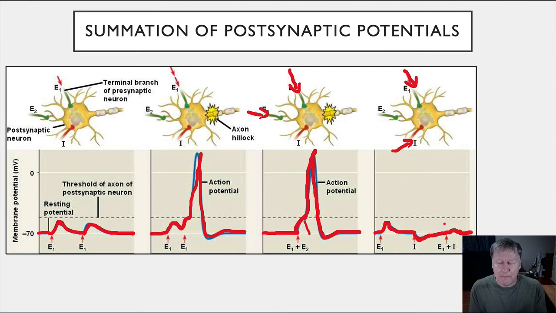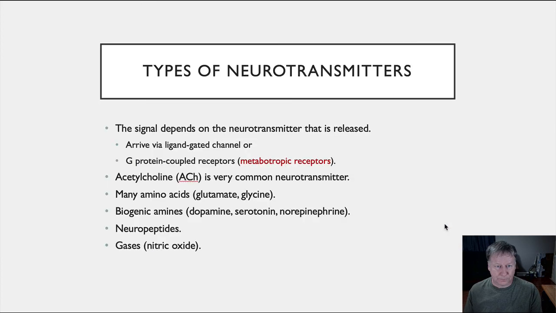So the thing to remember is an action potential requires us to get to -50 to hit threshold. If we do that through summation, multiple signals coming in, we will get an action potential. If we don't reach that threshold, -50, no action potential will occur, and the signal will not be passed down the neuron. There are many types of neurotransmitters.